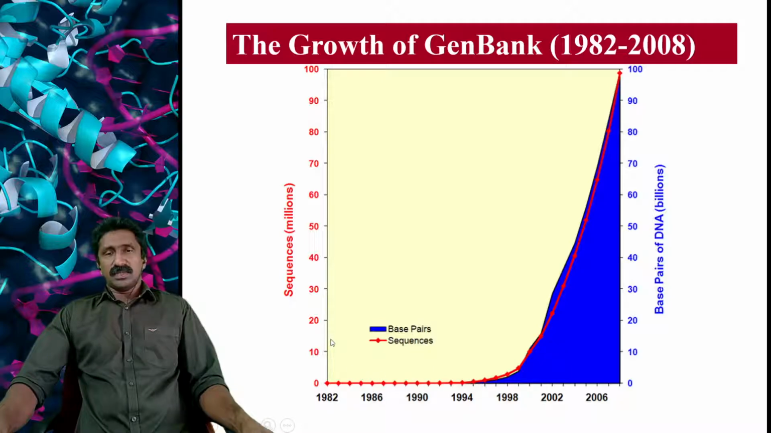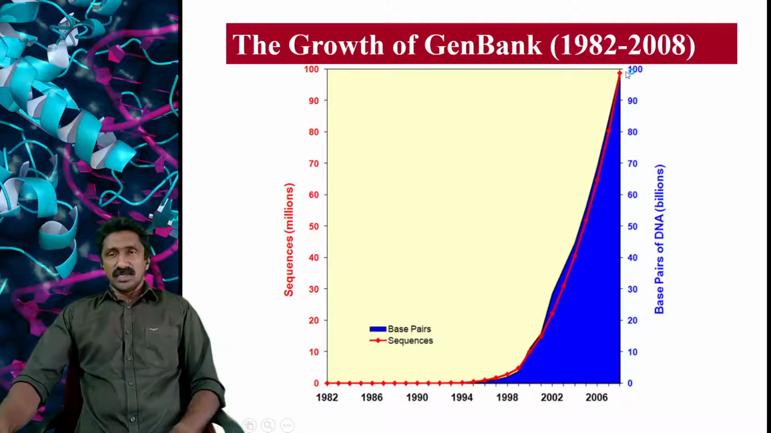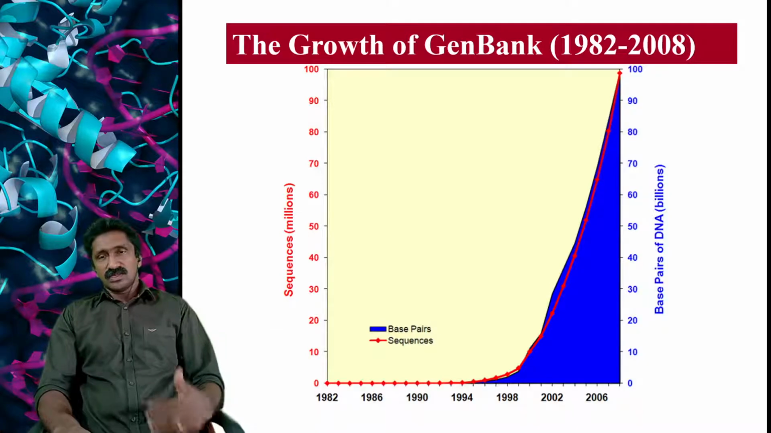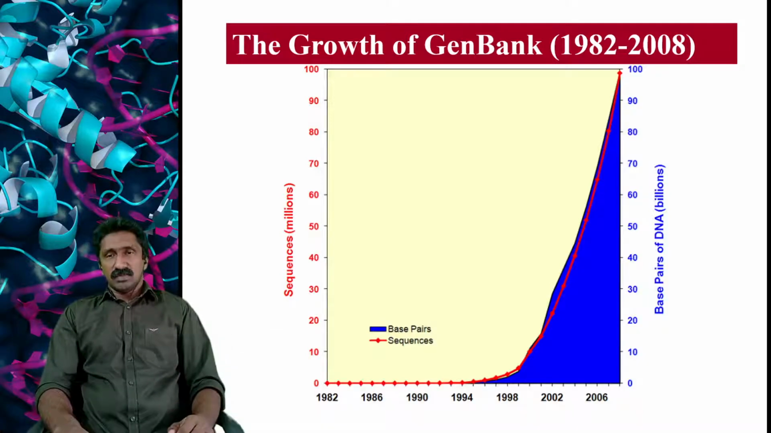Before that period, only very few bases were added in the database. But since the beginning of big data generation, from 2002 onwards, you can see an exponential increase. Within about 5 or 6 years, we have very significant growth in the number of base pairs, in the total amount of sequence related information that is submitted to GenBank.